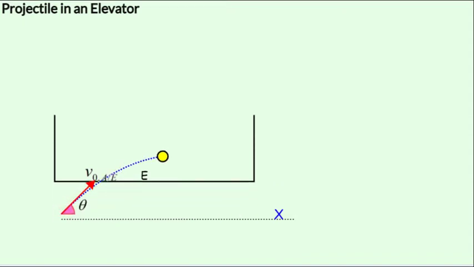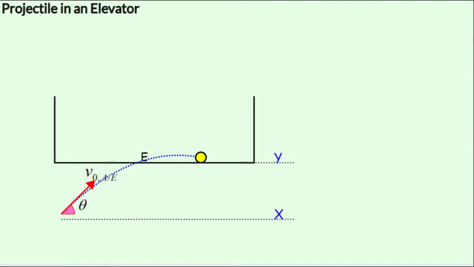And this is how it would appear. So the full parabolic path will not complete as the elevator accelerates upwards. The ball is fired at an angle of theta at level x, and it lands back on the floor of the elevator at level y. And let's find the time taken to land back on the floor of the elevator.